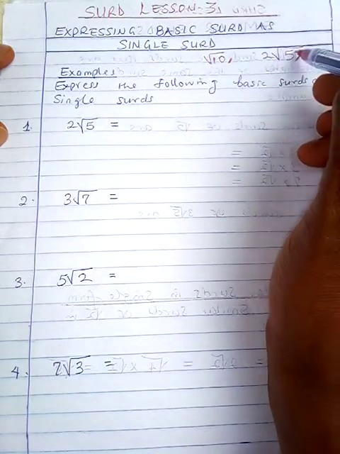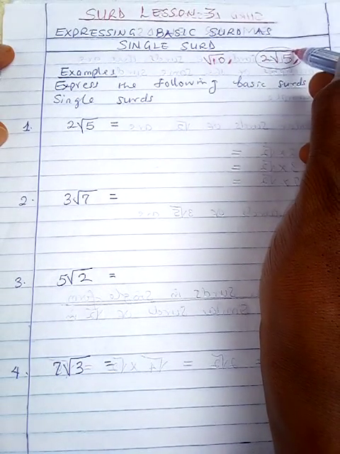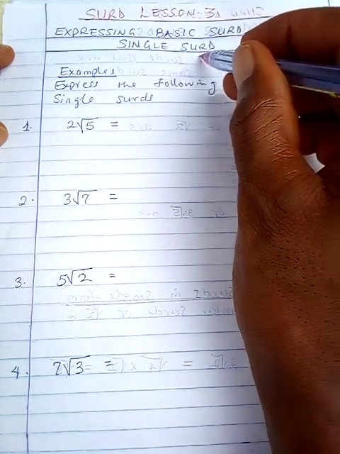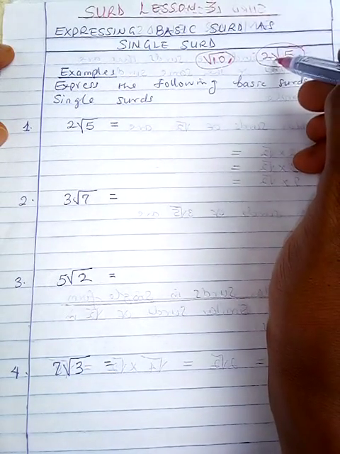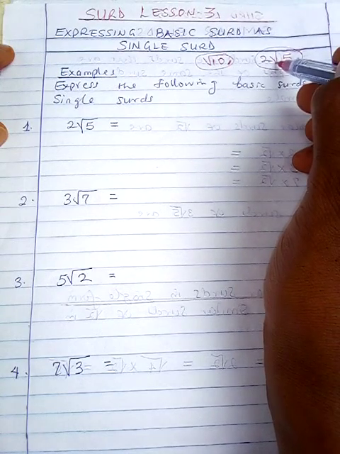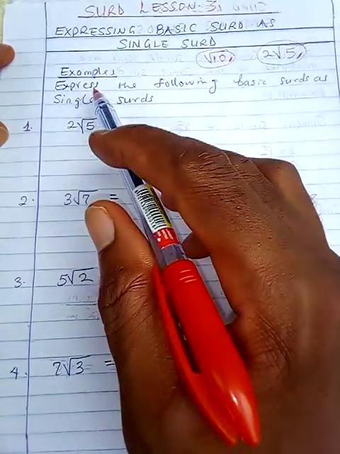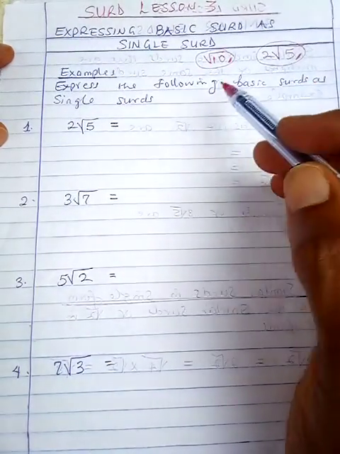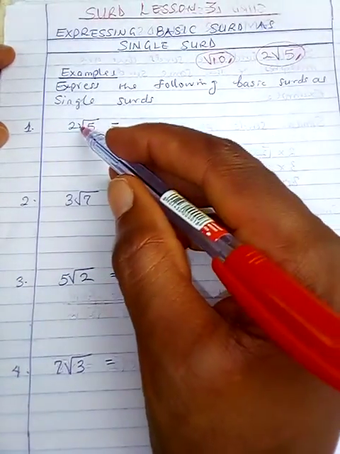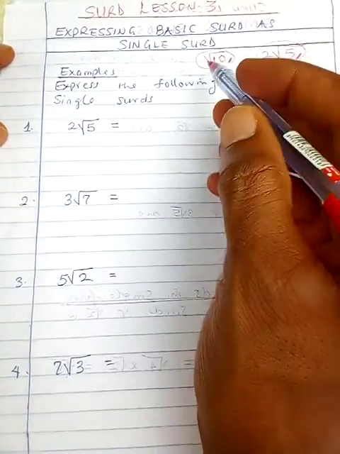So how do we express a mixed surd or basic surd as a single surd? This is a single surd, and this is a basic surd. So we are going to see how we can convert from a mixed or basic surd to a single or pure surd. Now we have the following example that says express the following basic surds as single surds. The first one is 2√5. How do we express this mixed surd as a single surd?